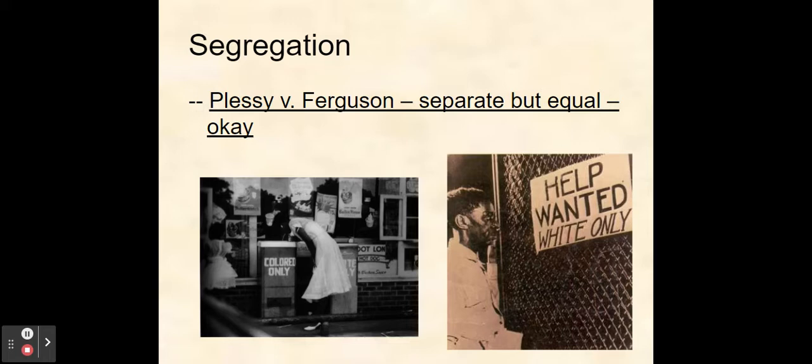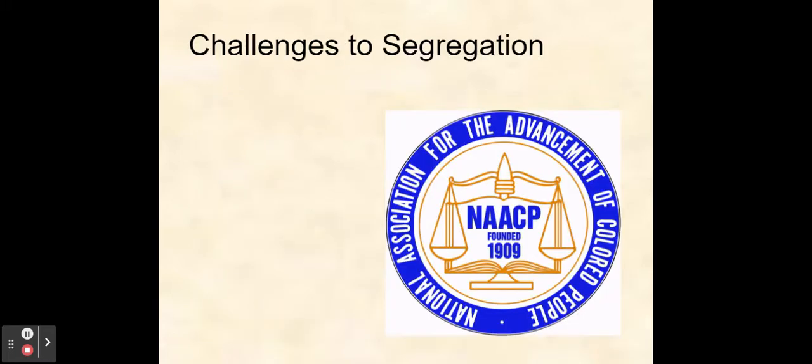Now, if African Americans didn't have access to water, that would be one thing. But Plessy versus Ferguson, separate but equal, is okay. Now, it doesn't take people long to begin to challenge this idea in the courts. And those challenges were going to be led by a group called the NAACP, the National Association for the Advancement of Colored People. We have talked about the NAACP in class.